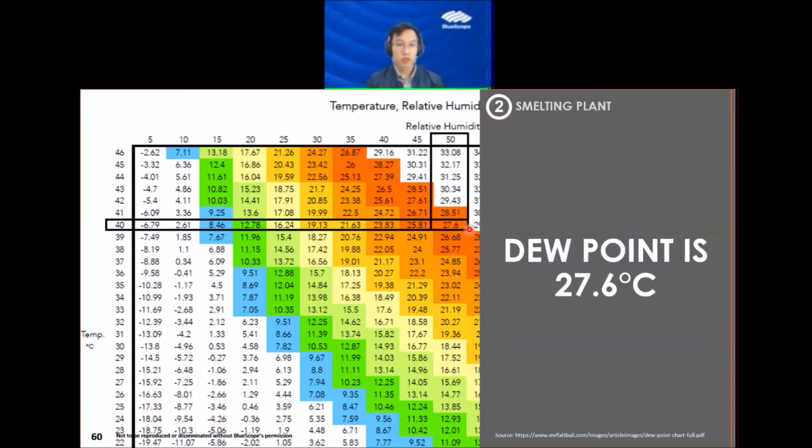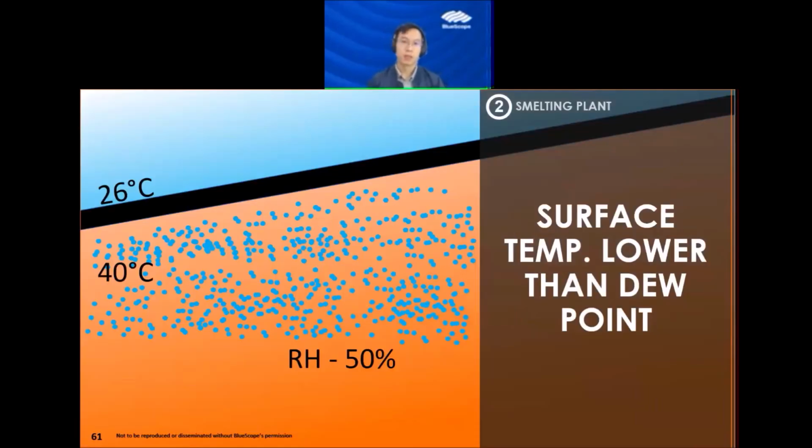So it will show you the dew point, right? Dew point is in the unit of Celsius as well, or in the unit of Kelvin, or even Fahrenheit. So in this case, with the scenario of 50% RH and 40 degrees Celsius air temperature, the dew point is at 27.6 degrees Celsius. All right. So let's go back to the example that we showed earlier.